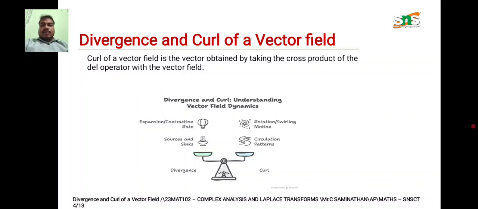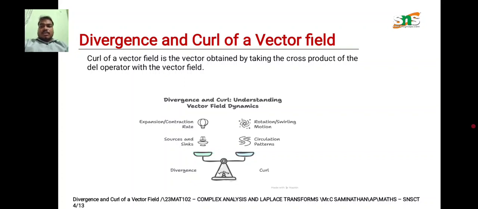The direction of the curl vector follows the right hand rule. This gives the axis of rotation. So together divergence and curl provide a complete description of the local behavior of the vector field. The divergence captures how much the field spreads out, while curl captures how much it rotates.